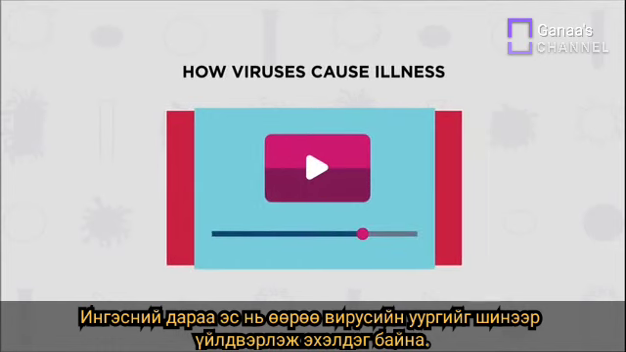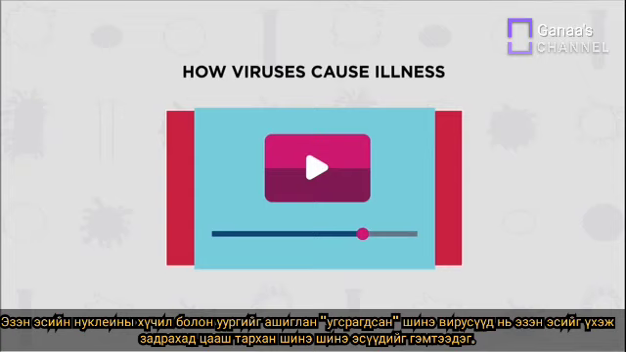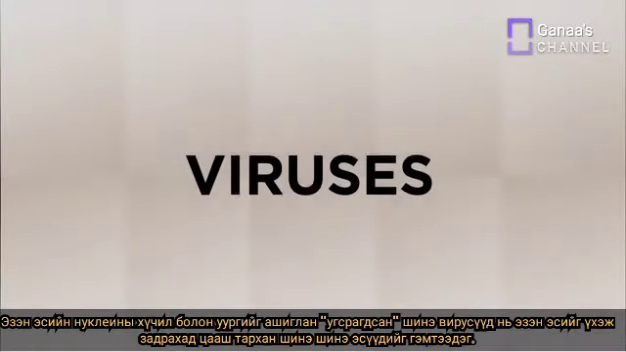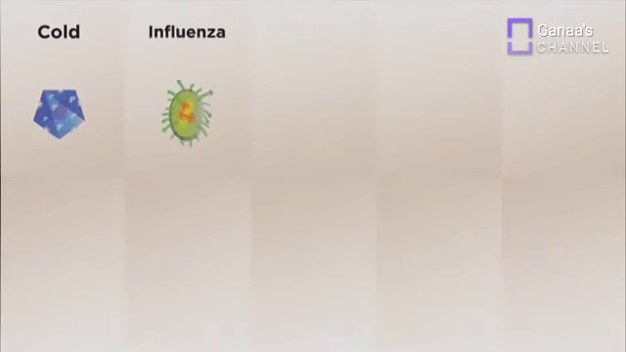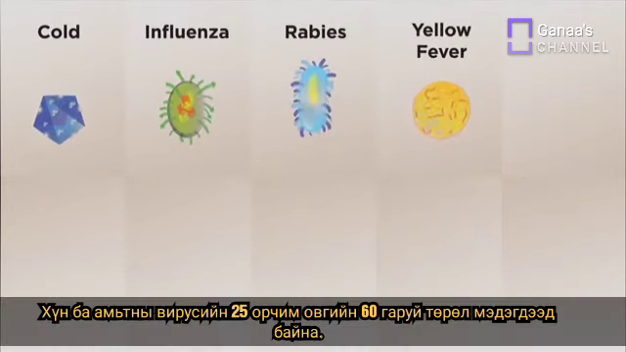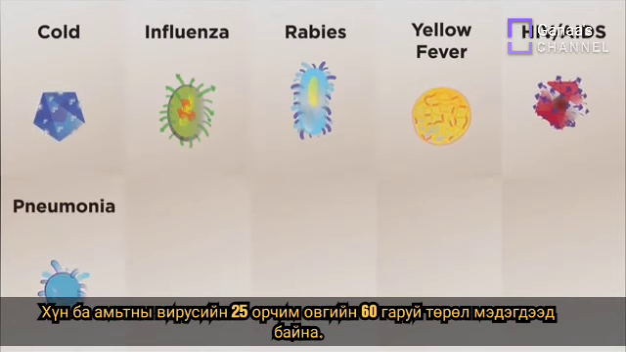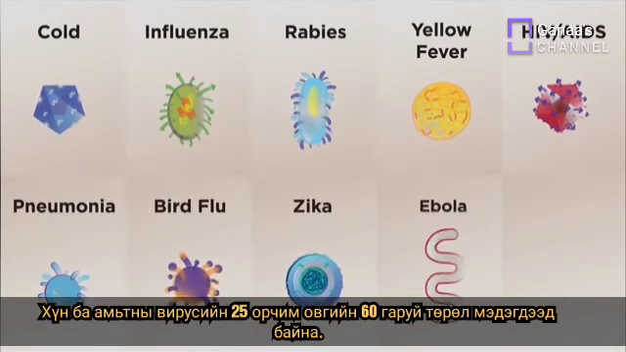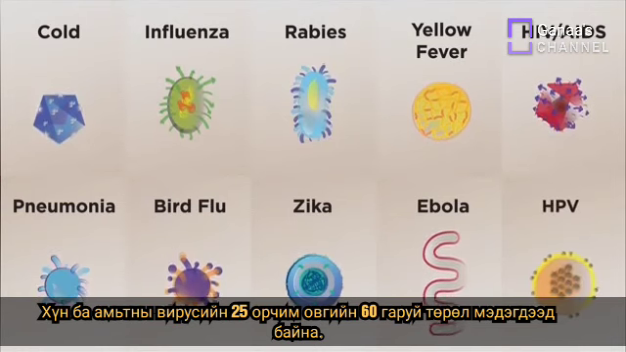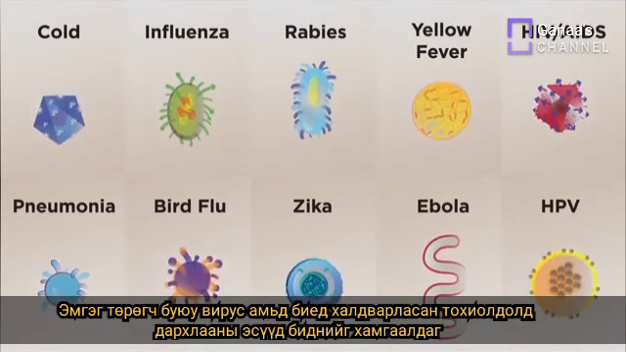There are actually two different ways in which a virus attacks the host cell, which we'll look at in more detail in another video. Viruses cause many human diseases, including colds, influenza, rabies, yellow fever, HIV or AIDS, pneumonia, bird flu, Zika, Ebola, and the cancer-causing HPV. They are just a few examples.